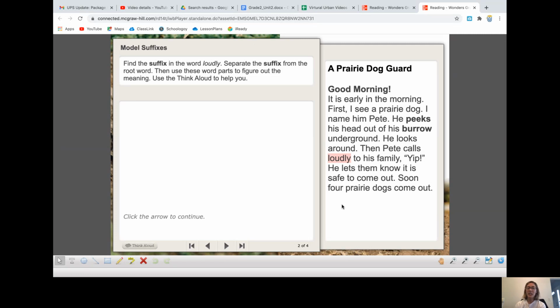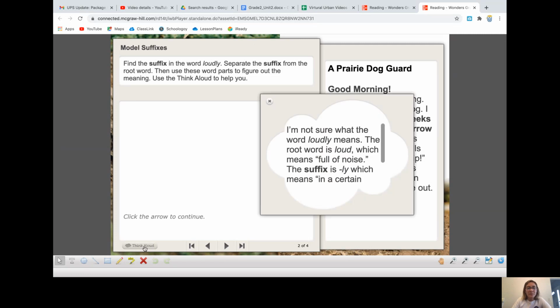Okay, good morning. It is early in the morning. First, I see a prairie dog. I name him Pete. He peeks his head out of his burrow underground. He looks around, then Pete calls loudly to his family. Yip! He lets them know it is safe to come out. Soon, 4 prairie dogs come out.